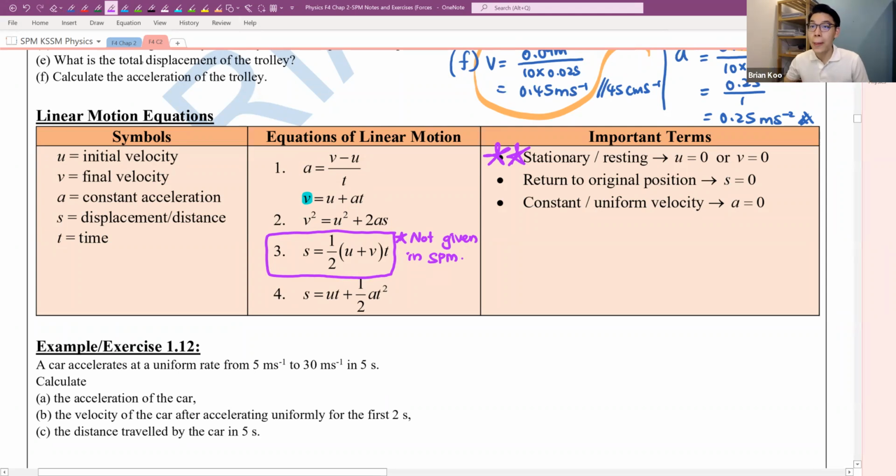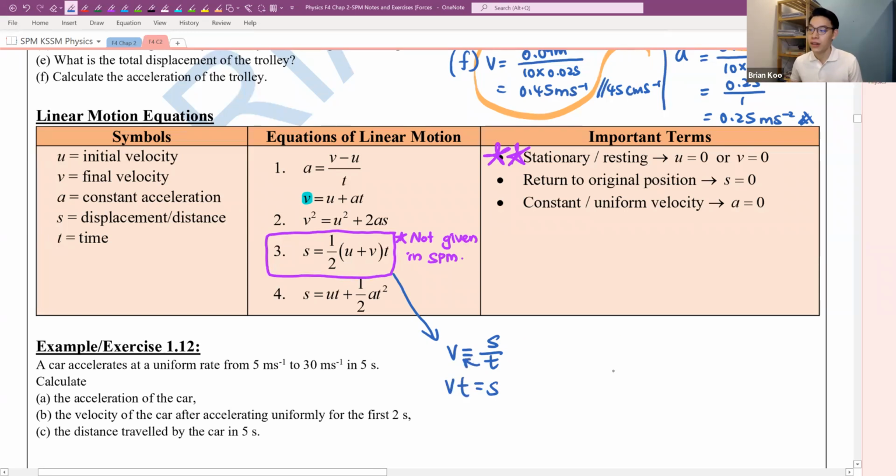Okay, I'm going to teach you. So everyone, I need your attention, because I'm going to teach you how to get something that's not given in SPM. So s is displacement, right? Am I right that velocity equals displacement over time? It comes from this formula. Velocity equals displacement over time. The velocity times time equals the displacement.